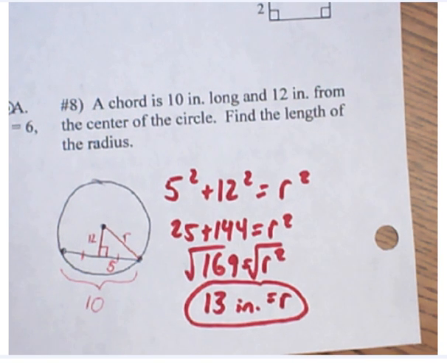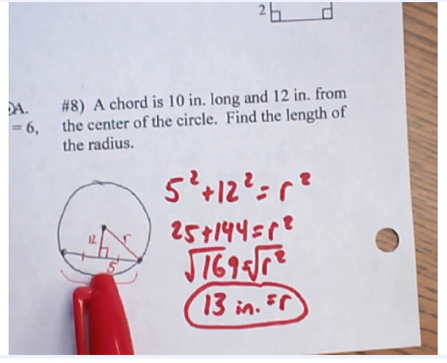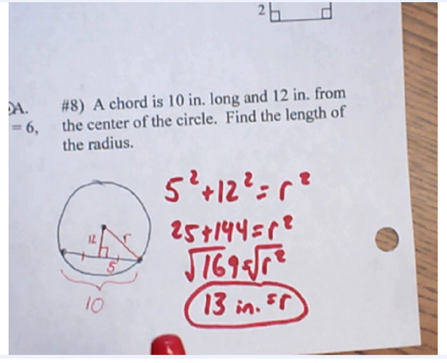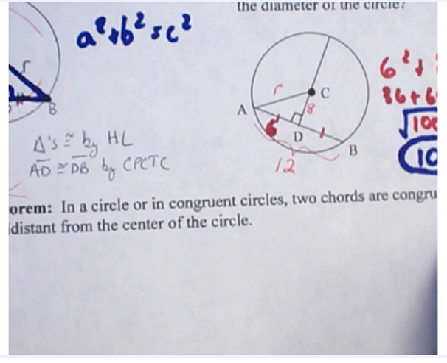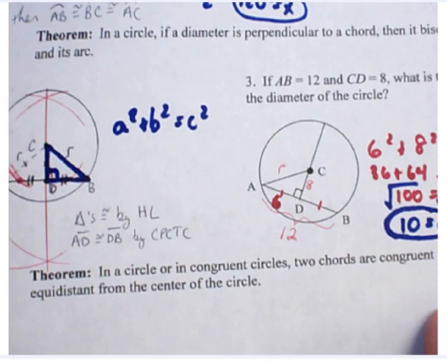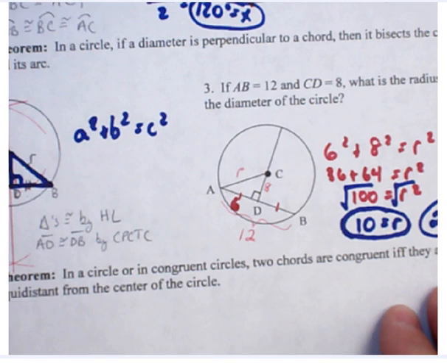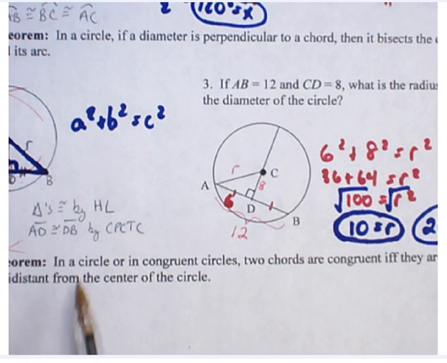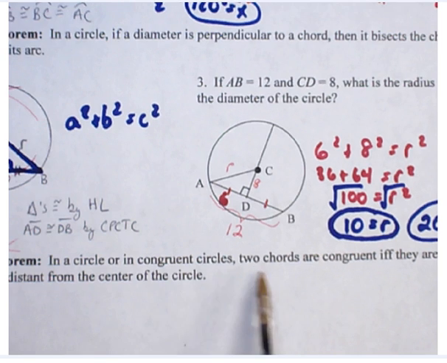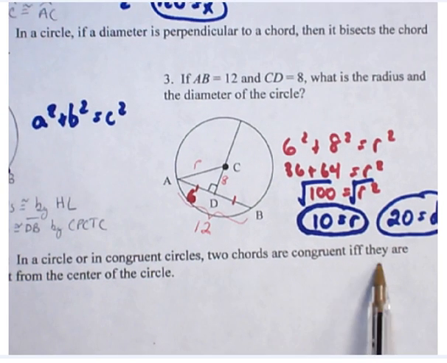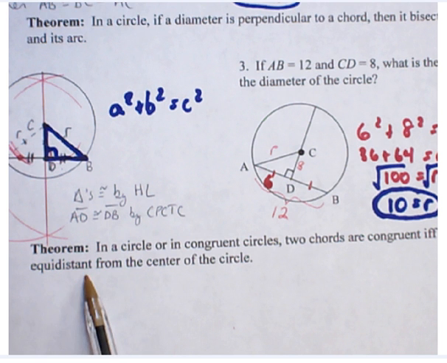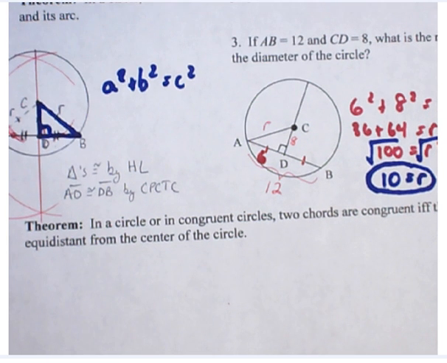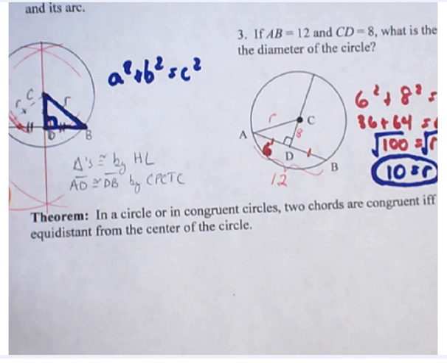Okay, so that's how you do number 8. You draw the circle, create the relationship. You're looking for right triangles. When you have a right angle, you're looking for right triangles. Okay, go back to the front, and we'll look at the last part of the notes here, this last theorem. In a circle, or in congruent circles, two chords are congruent if and only if they are equidistant from the center of the circle.